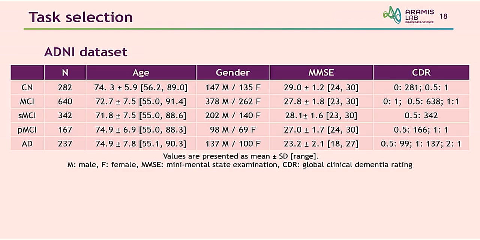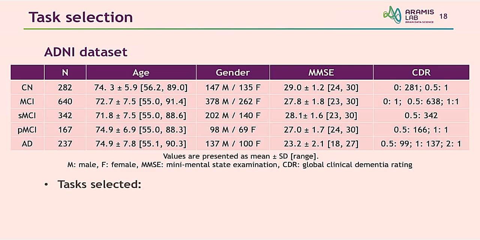But we can also look at a bit more sophisticated groups, for example, with the sMCI or pMCI, which means stable MCI subjects or progressive MCI subjects. Basically, we define these groups as being subjects that were diagnosed as MCI at baseline, were followed during at least 36 months, and convert to AD for the progressive, or did not progress to AD for the stable during this time frame.